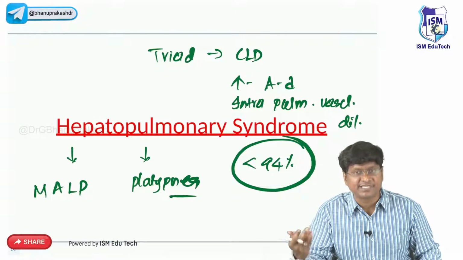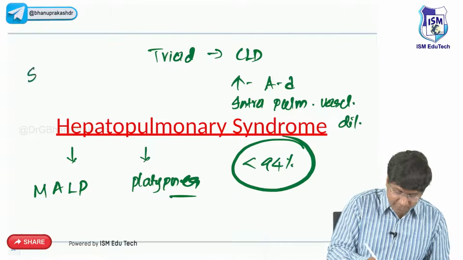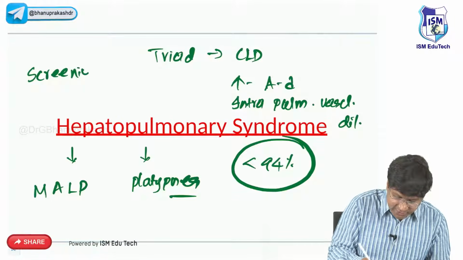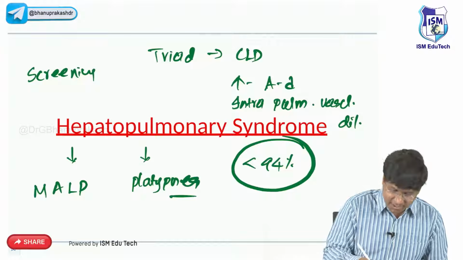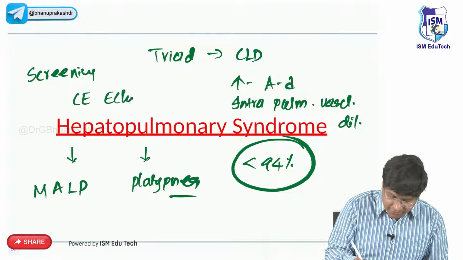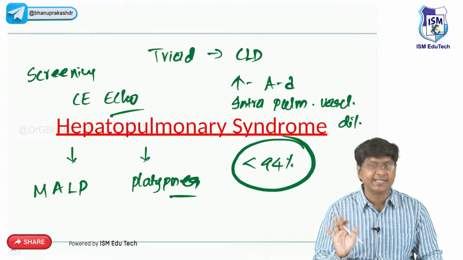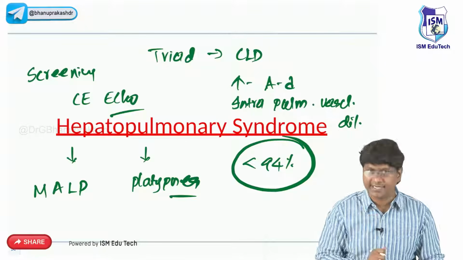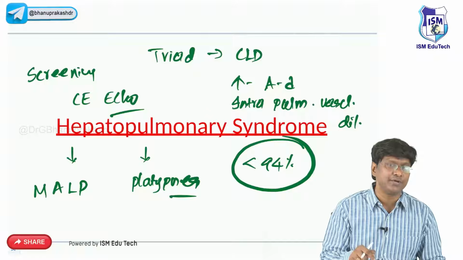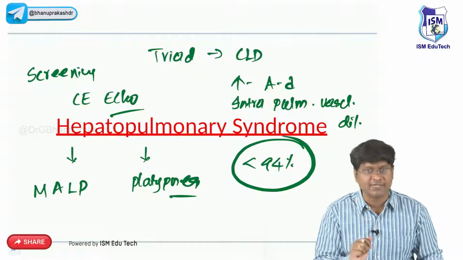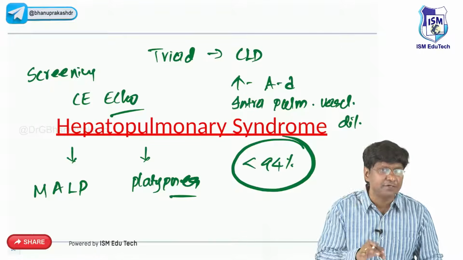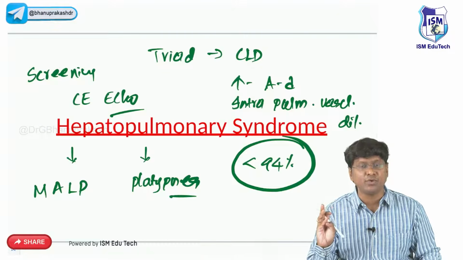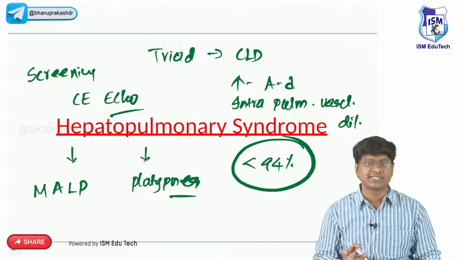And another important, sensitive screening test, what will be the screening test for hepatopulmonary syndrome? That will be contrast enhanced echocardiography. It will detect the presence of pulmonary vascular dilatation. But what will confirm the diagnosis? That is macro aggregated albumin lung perfusion scanning.